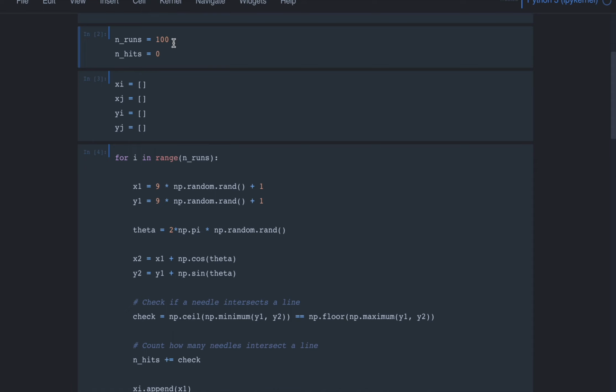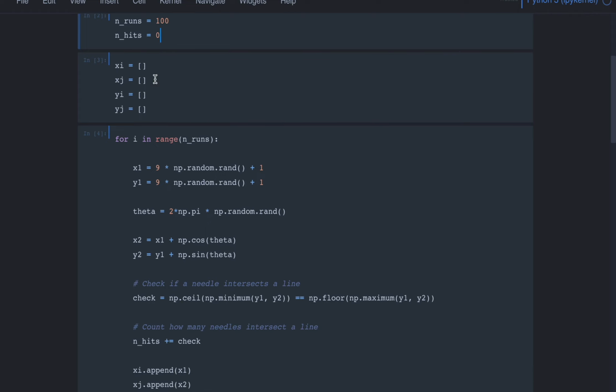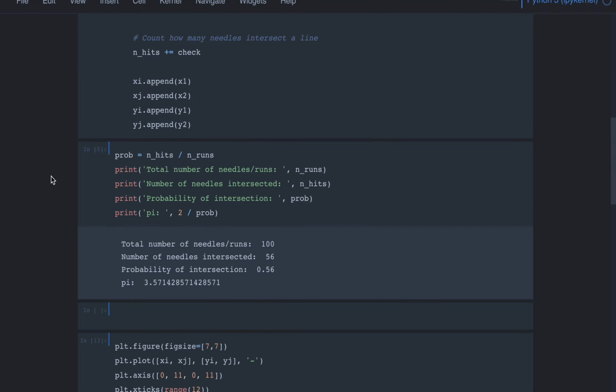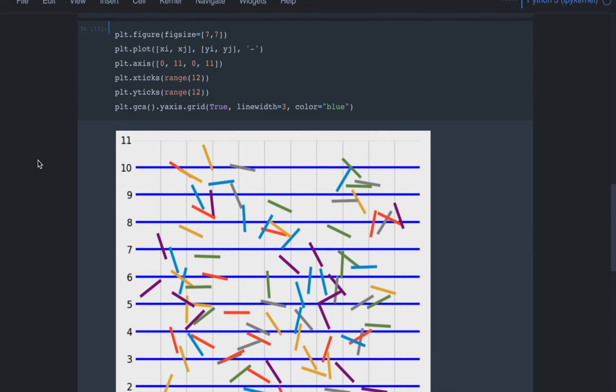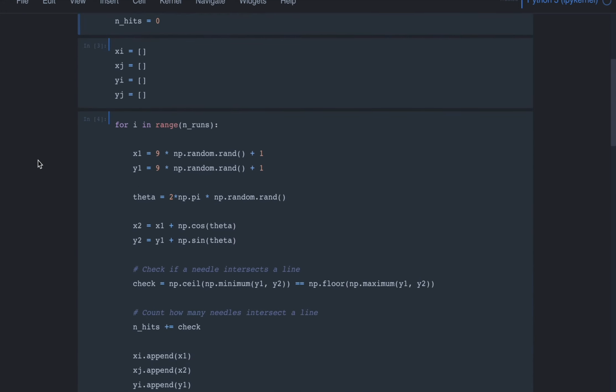lots of needles. 100 needles, which means each needle will have 4 coordinates. That would be x1, x2, y1, y2, or here I call them xi, xj, yi, yj. So for each needle, we are going to have the 4 values stored in these variables, so that at the end of the experiment, we can plot the needles here. All right. Okay, so let's generate the needles.